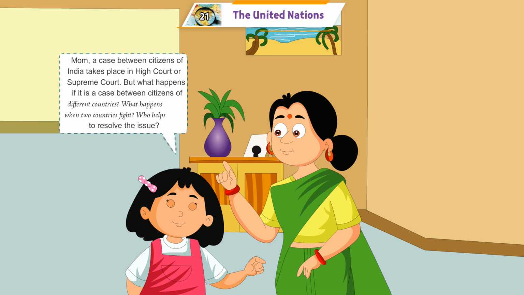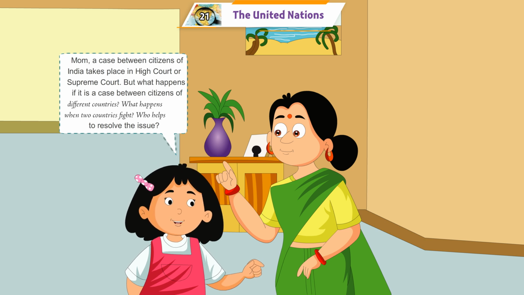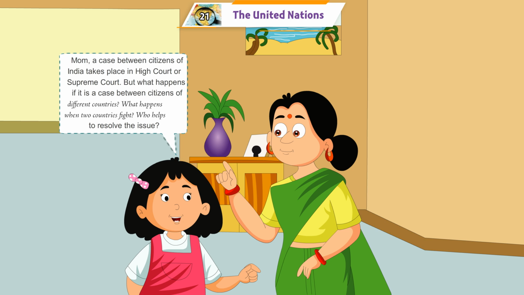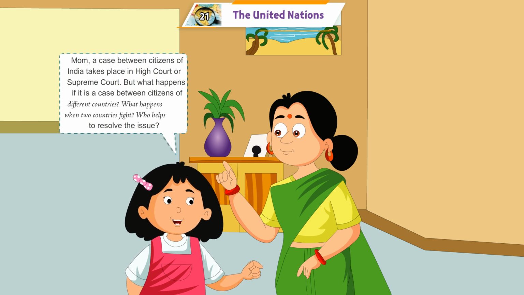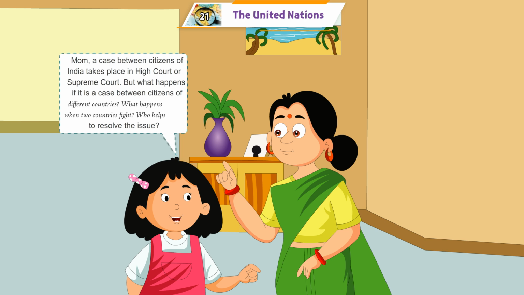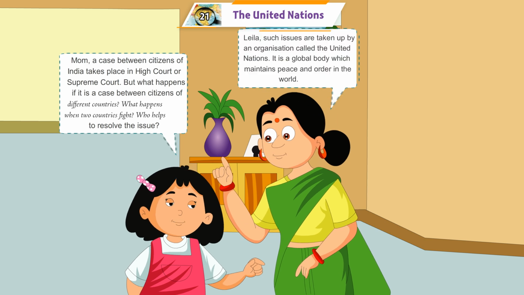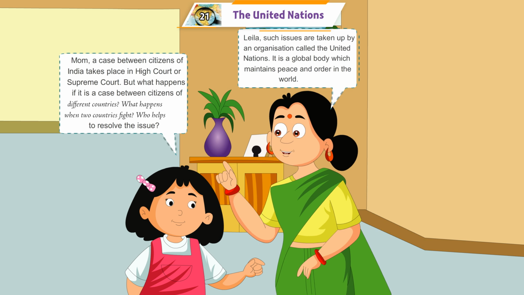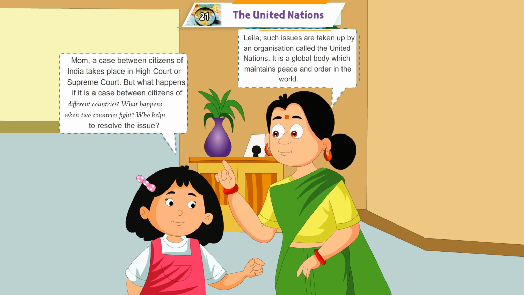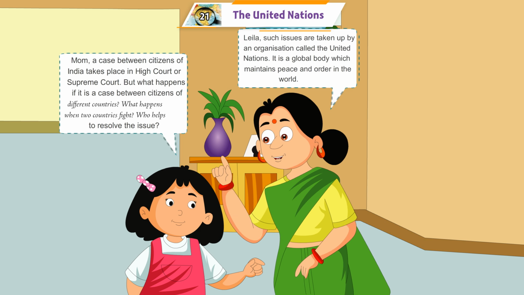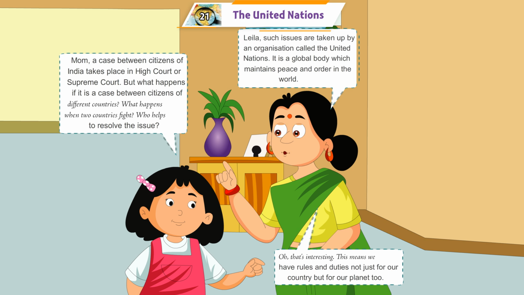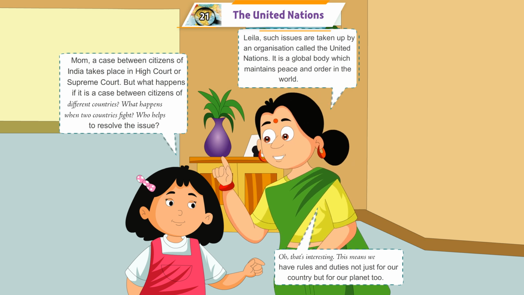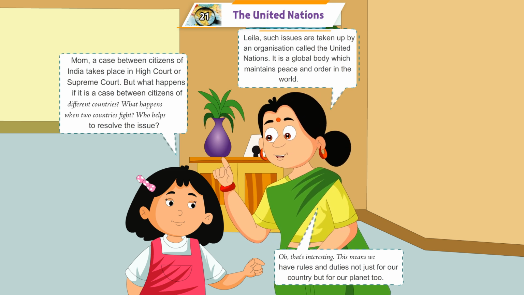Let's begin. Mom, a case between citizens of India takes place in High Court or Supreme Court. But what happens if it is a case between citizens of different countries? What happens when two countries fight? Who helps to resolve the issue? Layla, such issues are taken up by an organization called the United Nations. It is a global body which maintains peace and order in the world. Oh, that's interesting. This means we have rules and duties not just for our country but for our planet too.